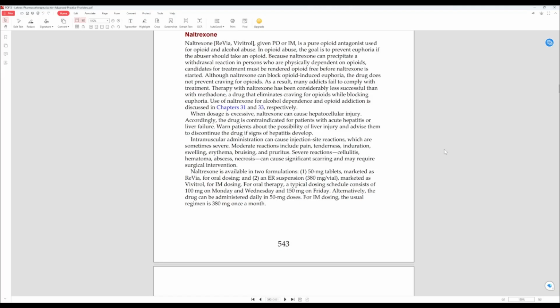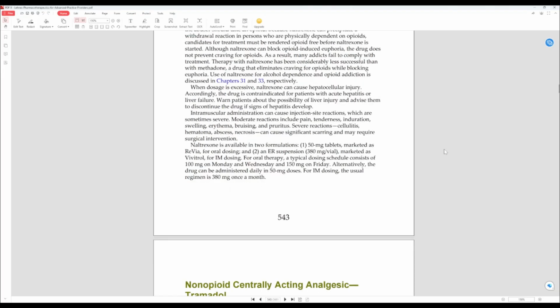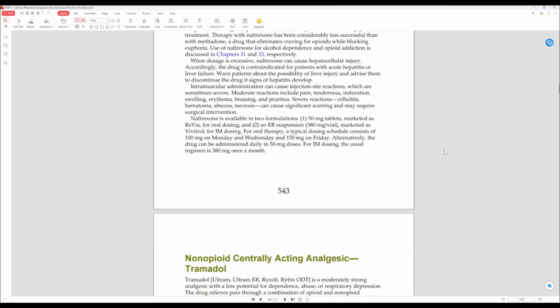When dosage is excessive, naltrexone can cause hepatocellular injury. Accordingly, the drug is contraindicated for patients who have acute hepatitis or liver failure. Warn patients about the possibility of liver injury and advise them to discontinue the drug if signs of hepatitis start to develop.